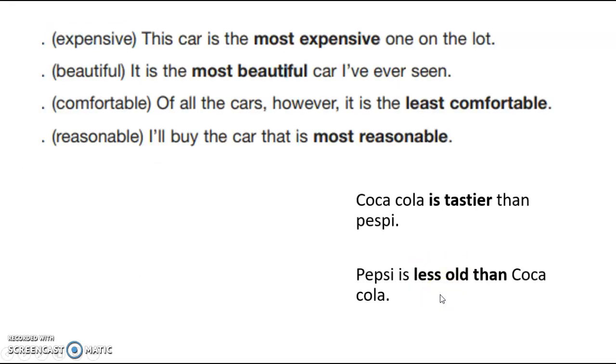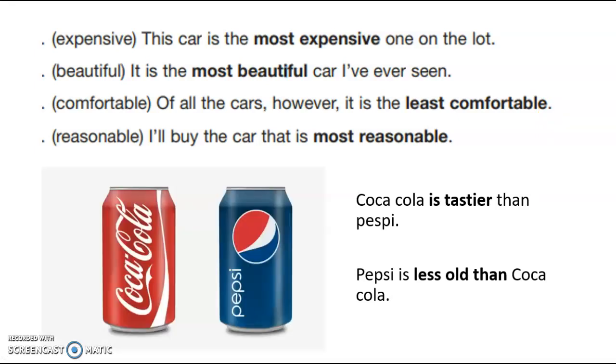So here you have examples. The car is the most expensive. With beautiful, it is the most beautiful. It's the least comfortable. The car is the most reasonable. Here you have some examples, but let me do a comparison here about two things, like Coca-Cola and Pepsi, okay? And we have three sentences doing the comparison, the superlative characteristics of these two items.